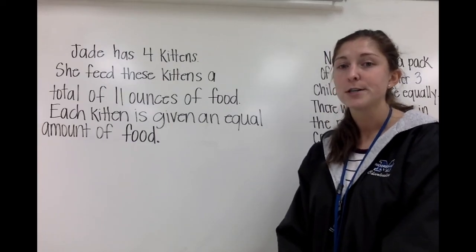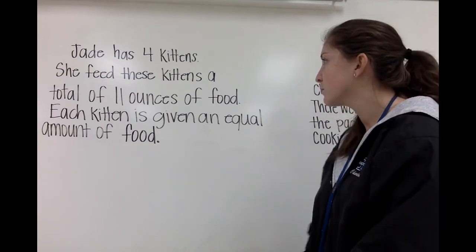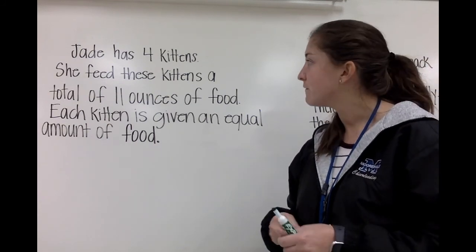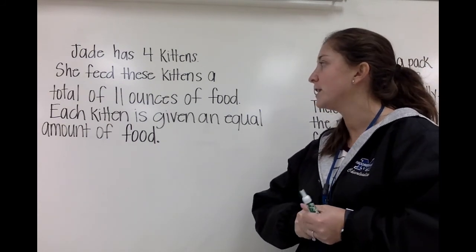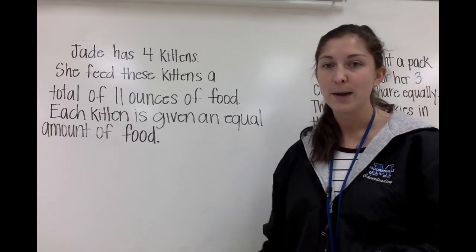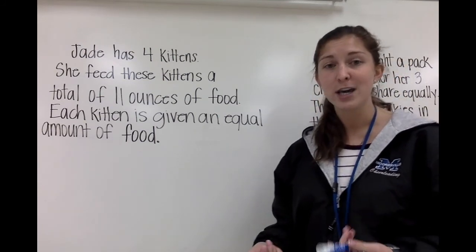We've also talked about word problems that involve solving problems like this as well. This word problem says, Jade has 4 kittens. She feeds these kittens a total of 11 ounces of food. Each kitten is given an equal amount of food. And I want to know how much food did each kitten get.